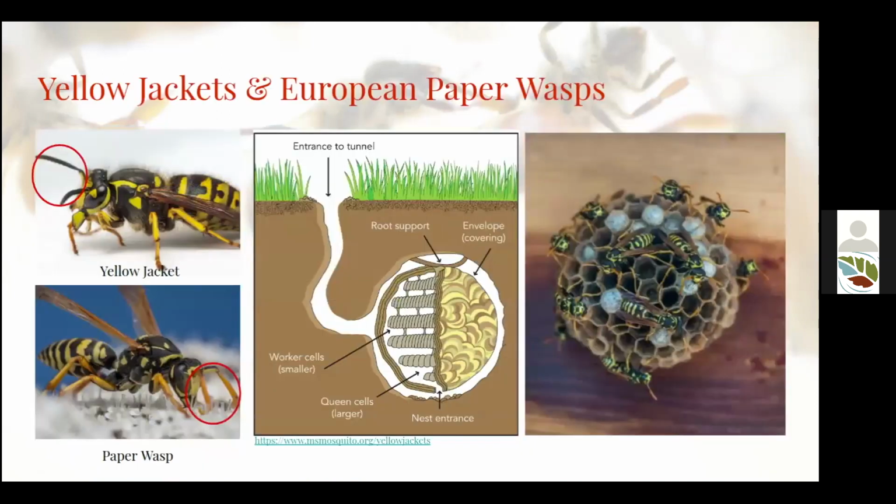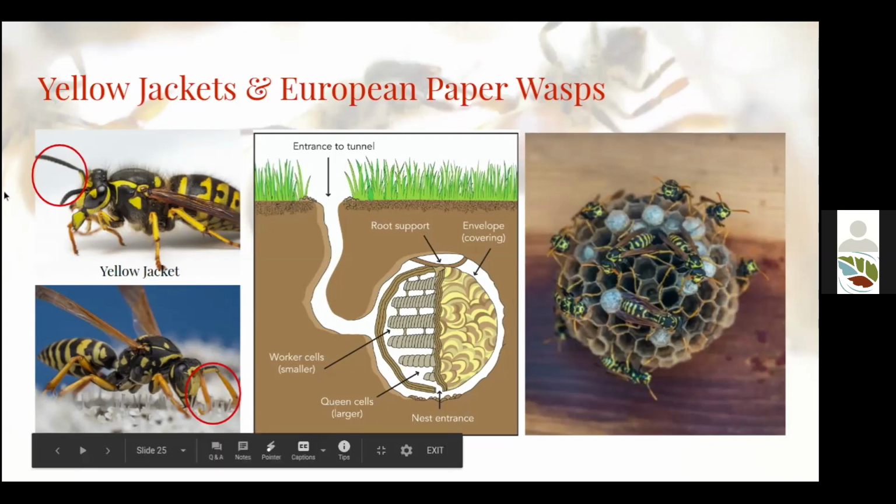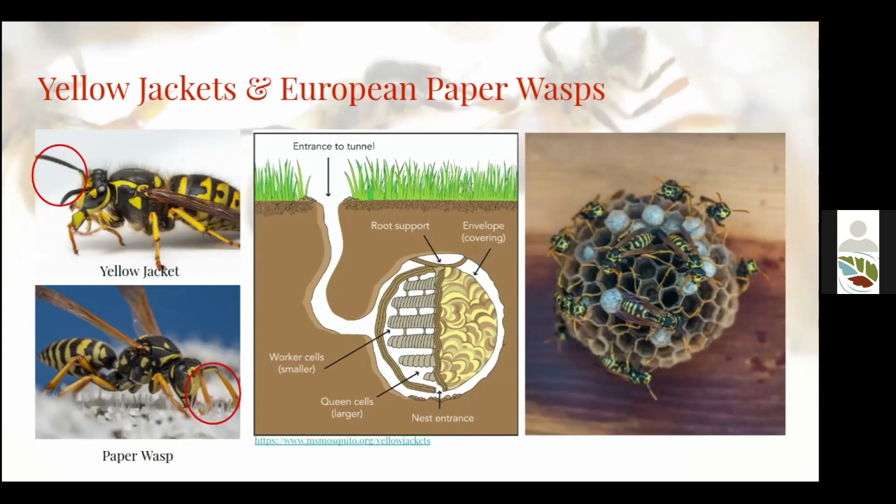And within that group, I wanted to talk quickly about yellow jackets and European paper wasps. These ones are viewed as pests, and they often get confused for one another when identified by sight, because they look incredibly similar. But yellow jackets can be differentiated from European paper wasps by having black antennae, whereas European paper wasps have orange antennae. And they have different nesting strategies.